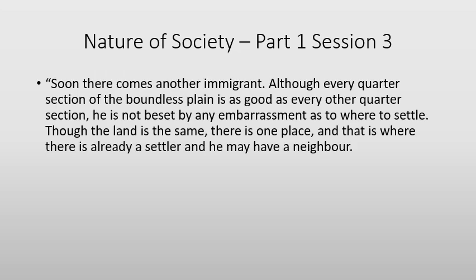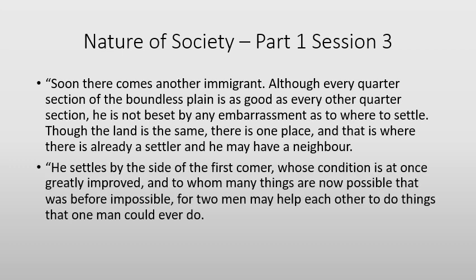Soon there comes another immigrant. Although every quarter section of the boundless plain is as good as every other quarter section, he is not beset by any embarrassment as to where to settle. Though the land is the same, there is one place, and that is where there is already a settler, and he may have a neighbor. He settles by the side of the first comer, whose condition is at once greatly improved, and to whom many things are now possible that were before impossible. For the two men may help each other to do things that one man could never do.